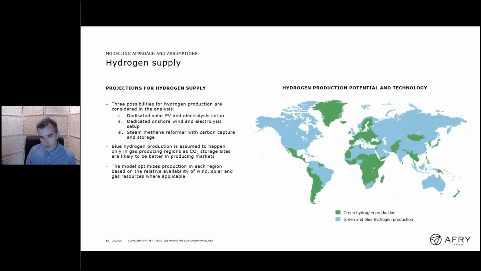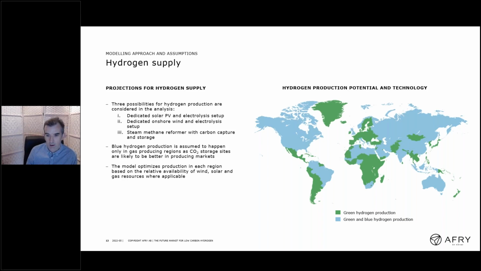So in hydrogen supply, essentially all markets can produce green hydrogen. So every region can produce green hydrogen, and not all regions produce significant volumes of natural gas. So only certain regions can produce blue hydrogen, and you can see on the map which regions we have selected.